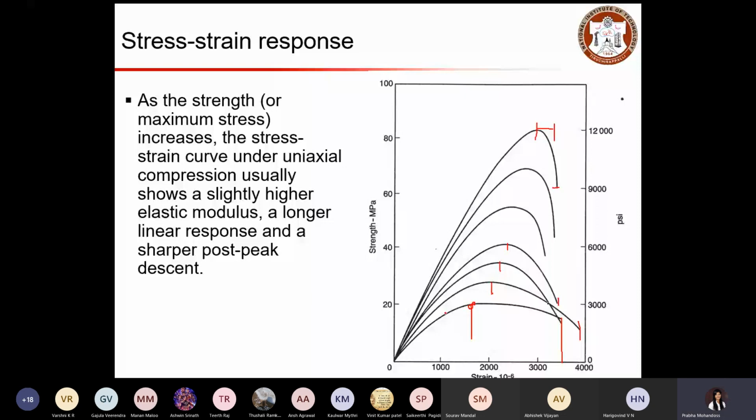As the strength increases, the stiffness increases. So you can see an increase in stiffness, an increase in slope with these curves, and that eventually represents that your elastic modulus also gets increased with increasing strength.